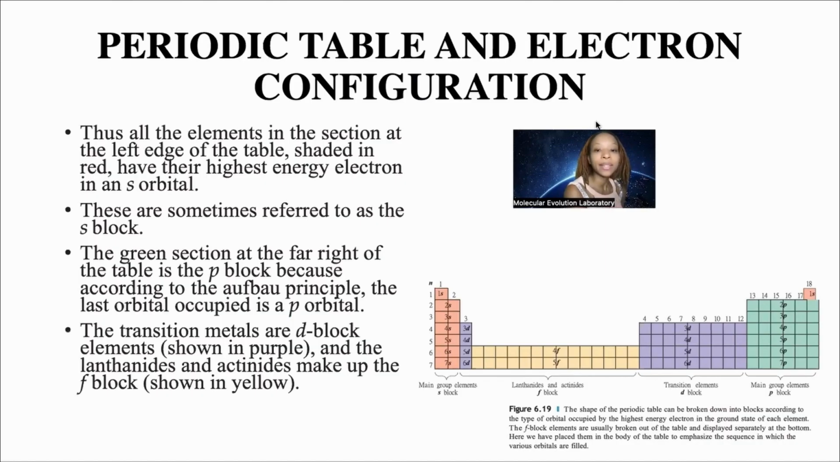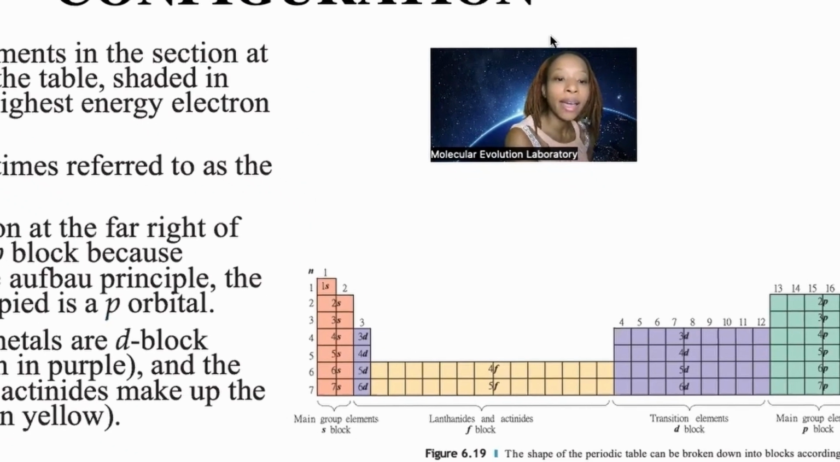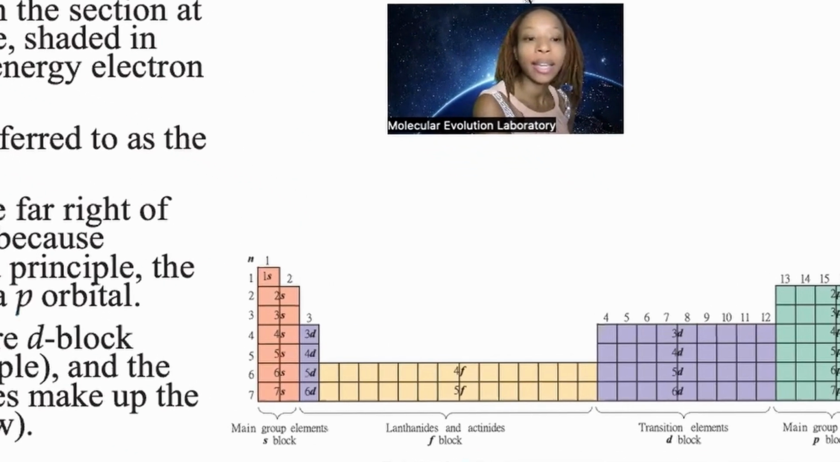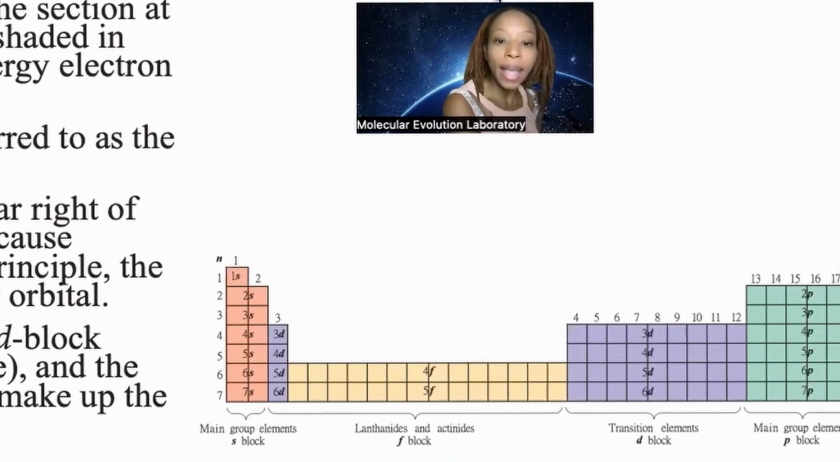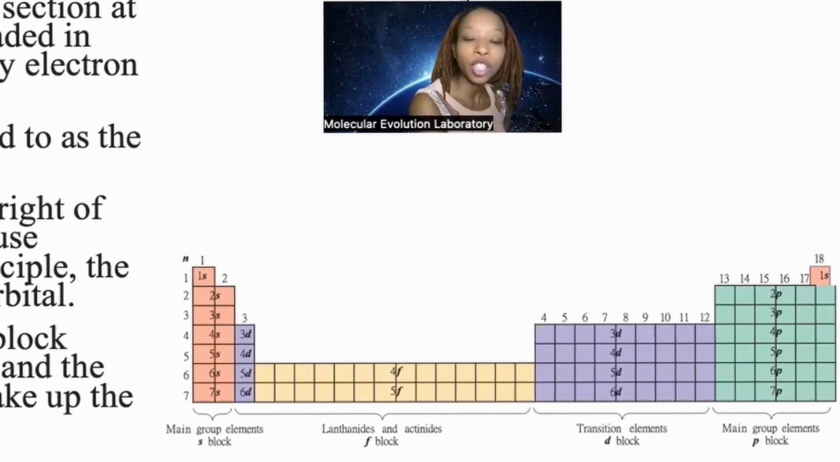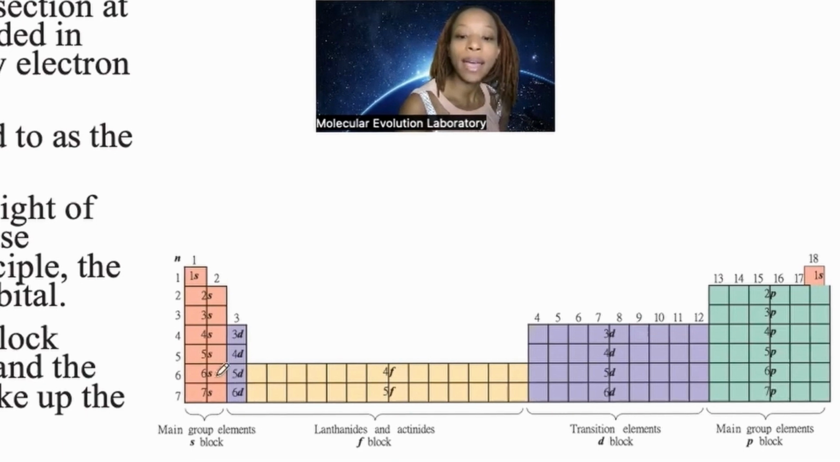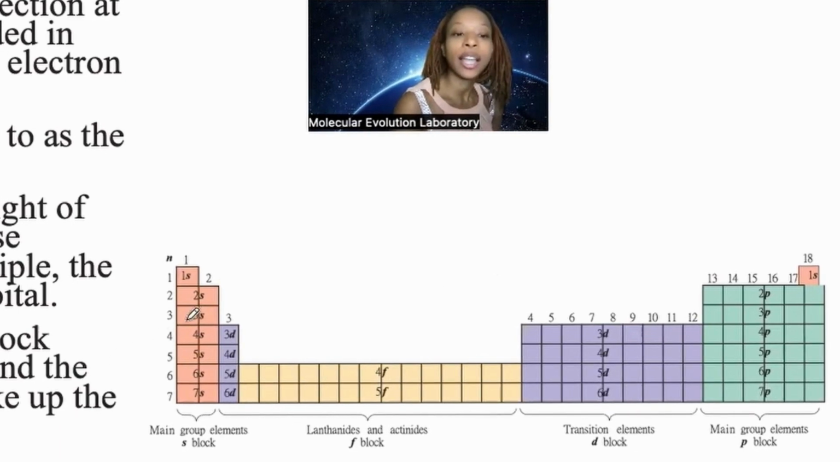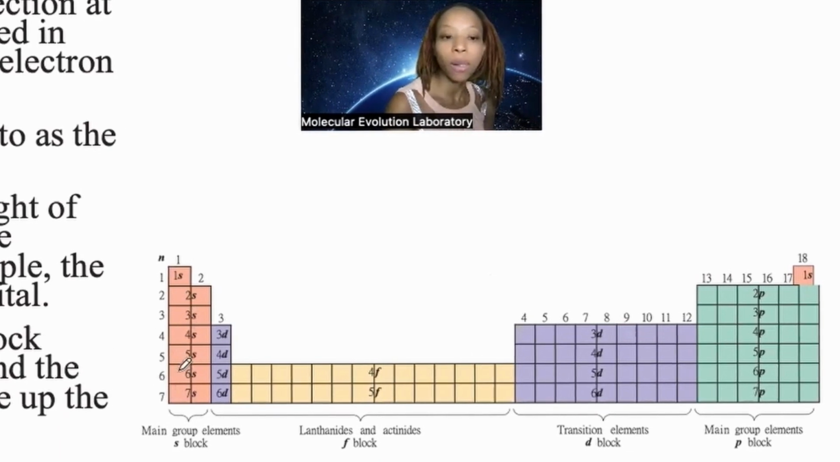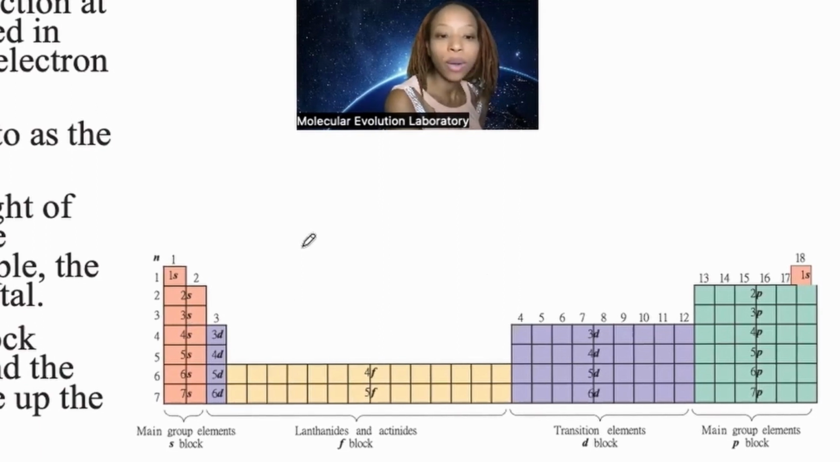Thus, all the elements in the section at the left edge of the table, shaded in red, have their highest energy electron in an s orbital. These are sometimes referred to as the s block.